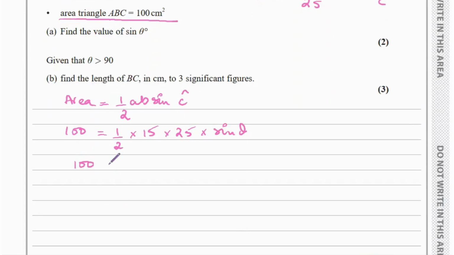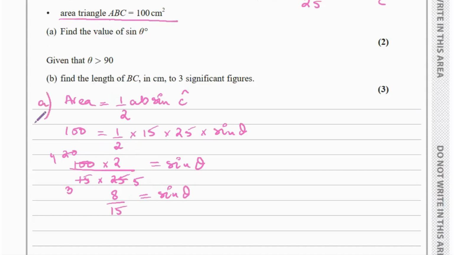That's going to be 100 times 2 over 15 times 25. So we simplify this. This becomes 3, this becomes 20, this becomes 4, this becomes 5. We're just simplifying this fraction. So we have 8 over 15, and that is your value of sine theta. That was part A. That's it. They don't want anything else.